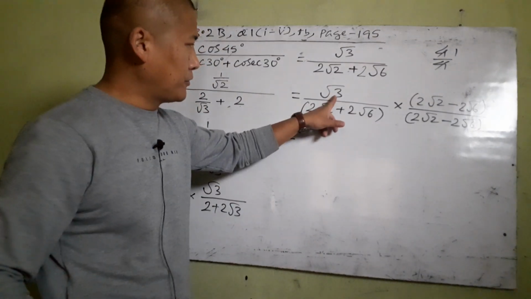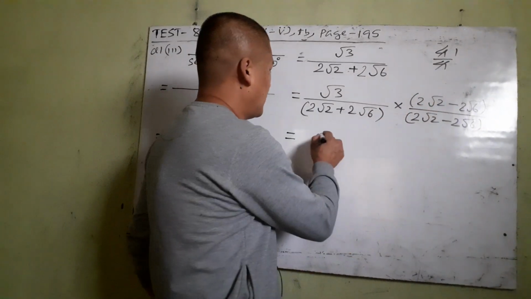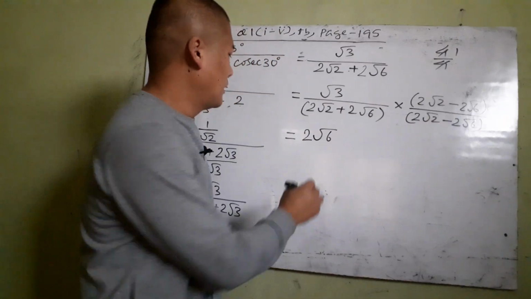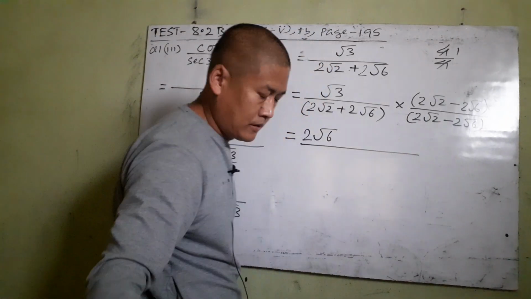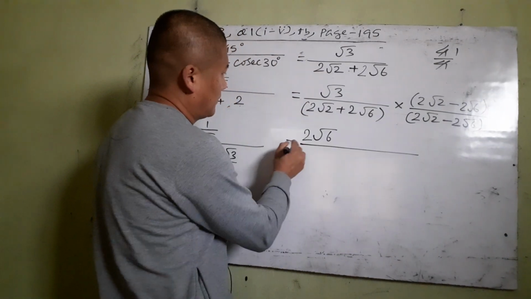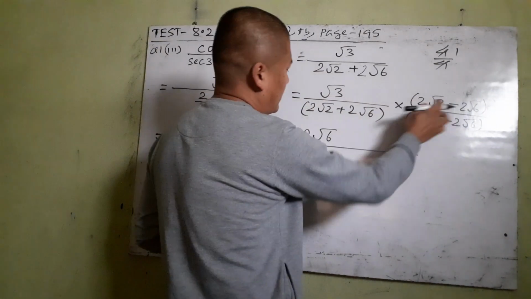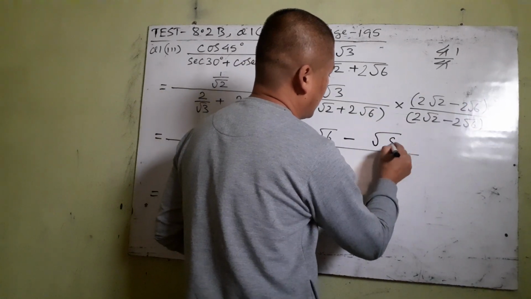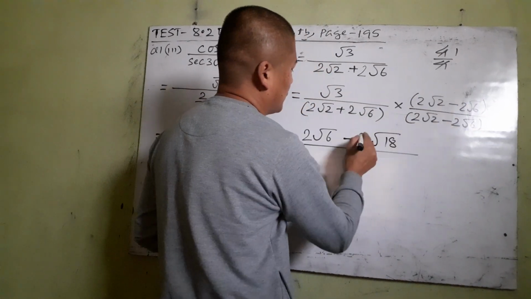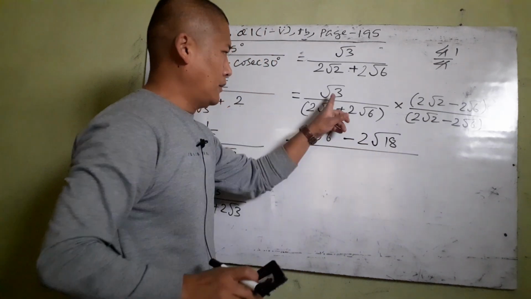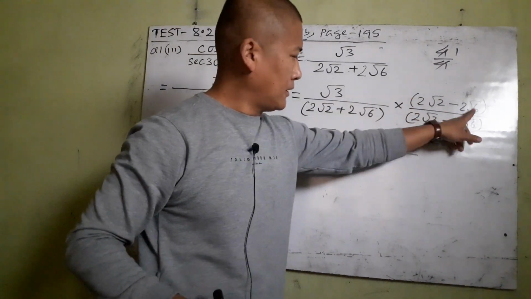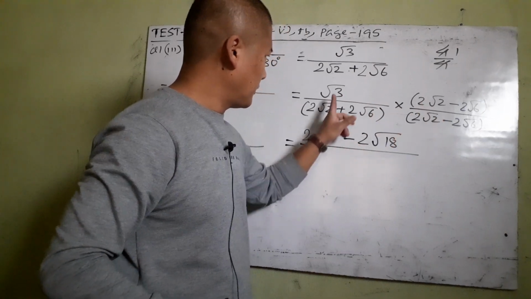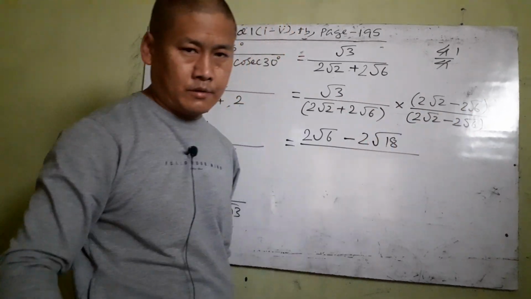Let's multiply this. Root 3 into root 2 is root 6, and here there is a 2. So let's just write there 2 with a longer line then. Then this multiply, plus into minus is minus. Root 3 into root 6 is root 18, and this 2 is there. So this root 3 has multiplied this, and we got the result. When we multiply these two, we got this. Root 3 to the next one, we got this.